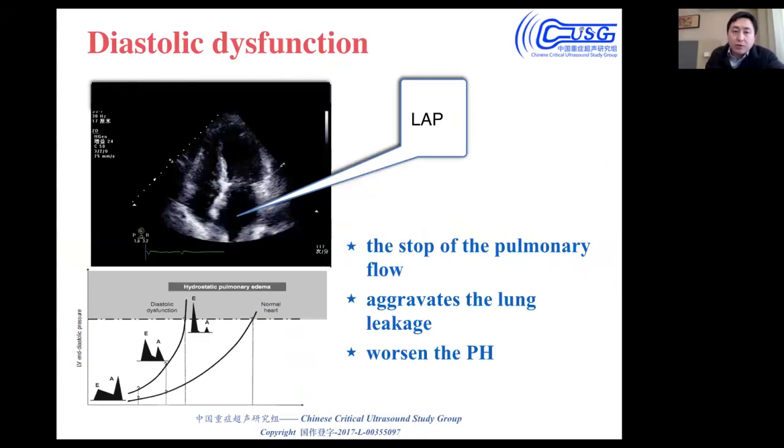Then we go to diastolic dysfunction. The left atrium is most important, as it is the stop of pulmonary flow, and if the pressure of the left atrium is high, it can aggravate the lung leakage and worsen the pulmonary hypertension. So we should pay more attention to the diastolic dysfunction.